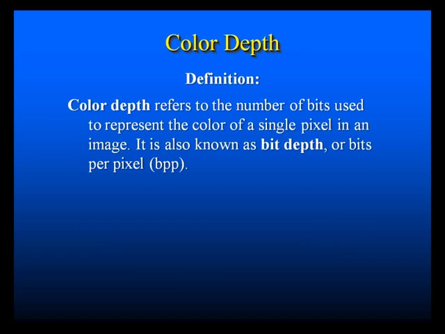Let's move on now to color depth. What do I mean by color depth? Well, that refers to the number of bits. Remember, a bit is a switch. The number of bits used to represent the color of a single pixel in an image. This is also known as bit depth, or bits per pixel. And how many bits gives you how many numbers? Well, again, our familiar formula, 2 raised to the power of the number of switches or bits that you have, gives you your possible color combinations.